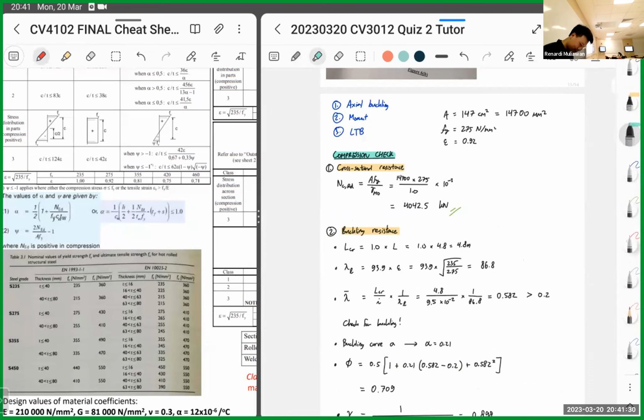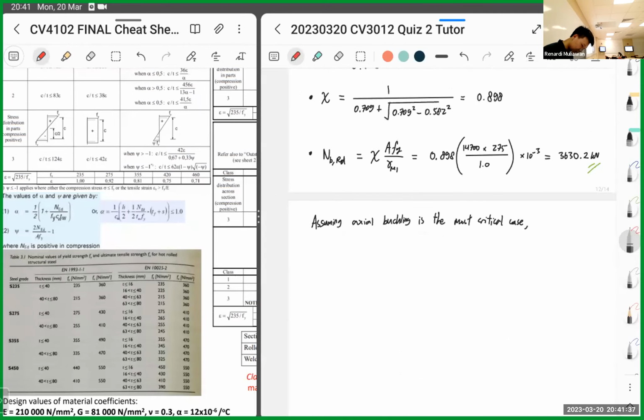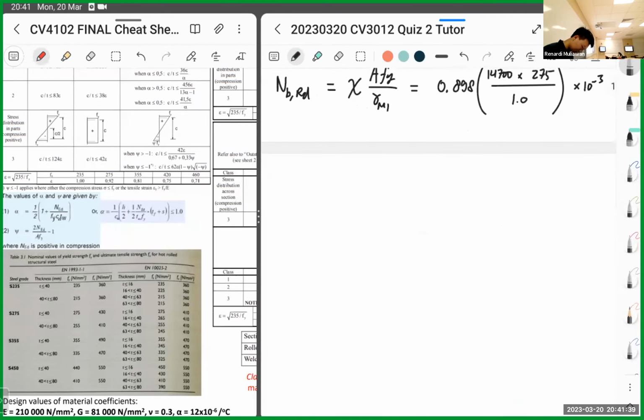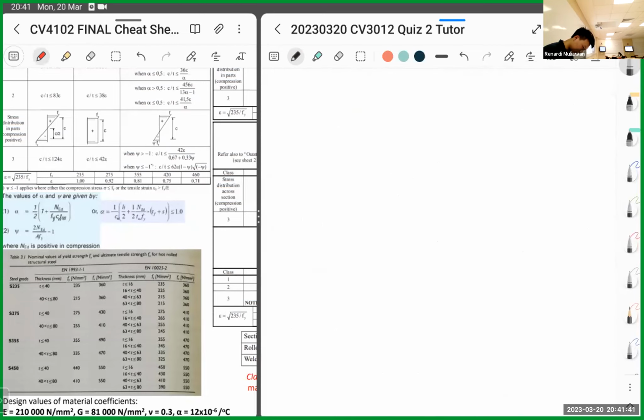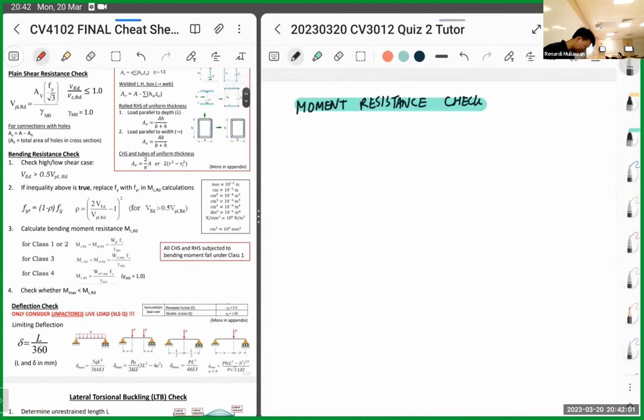Okay, axial buckling done. Let's do moment. So for moment resistance, just now was the compression check. So now the moment check. This is actually less critical, but I'll just check. For the moment resistance check, we just follow this one.